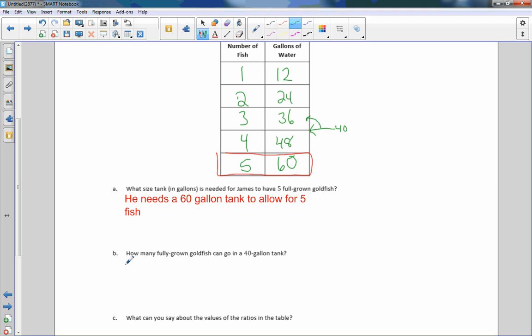So the answer is 3 full-grown fish can go into a 40-gallon tank.